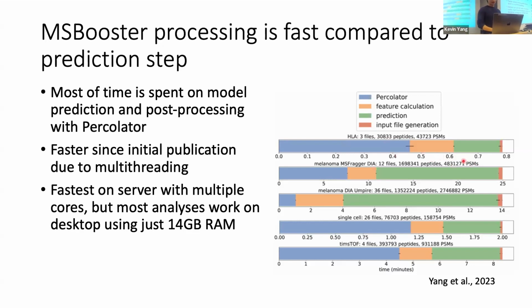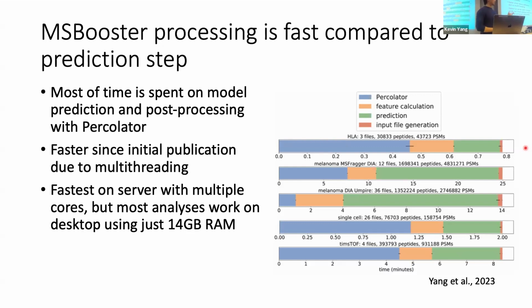If you look at these different data sets I'm showing here, these different boxes are colored based on the step in the algorithm that is being timed. Red is when we generate the input file for the models. Green is the prediction step. Orange is when we calculate the features, and blue is for Percolator post-processing. And so you see that the majority of the time here is spent on the prediction itself and on the post-processing. MSBooster itself is quite fast.